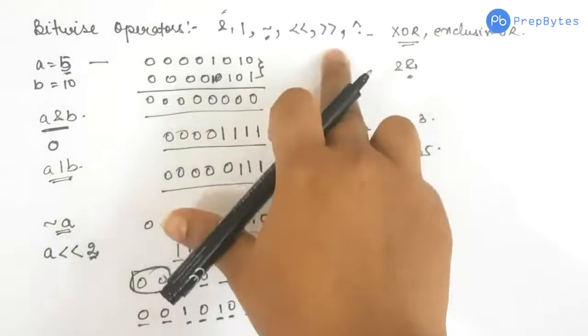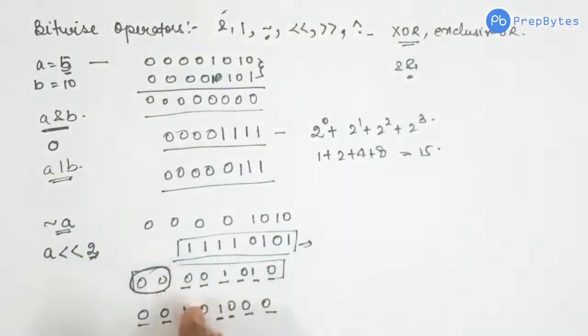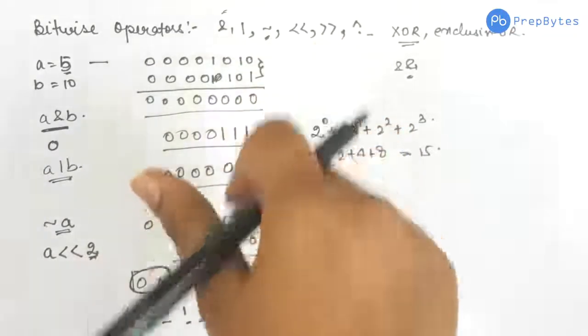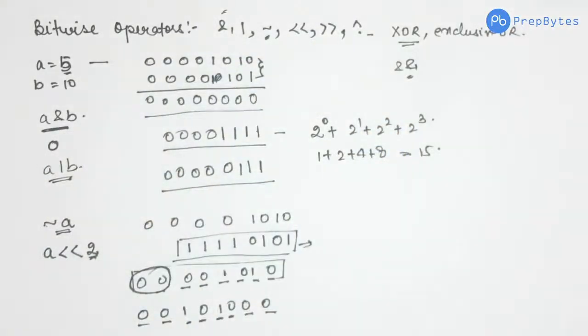A similar case happens in right shift. It's just that whatever is done on the left here is done on the right in case of right shift. So this was about the bitwise operators. With bitwise operators, we conclude operators.